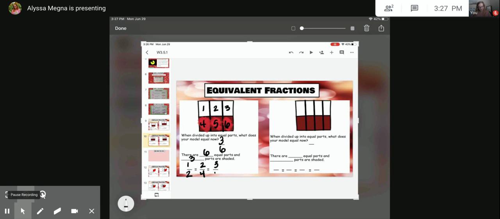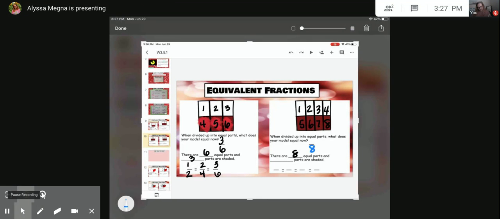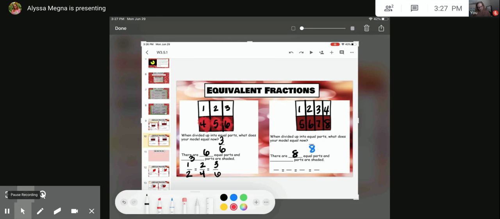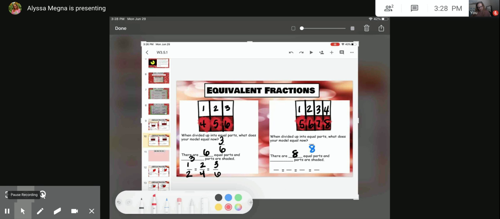So now when divided up into equal parts, what does your model equal now? So let's count our pieces. We have 1, 2, 3, 4, 5, 6, 7, 8 pieces. So there's 8 equal parts. Now remember, that is our denominator. So I'm going to put that down here. There's 8 equal parts. And how many of them are shaded in? 1, 2, 3, 4. So there are 4 shaded in. So the numerator is 4 out of 8.